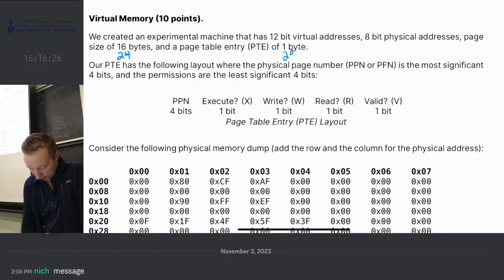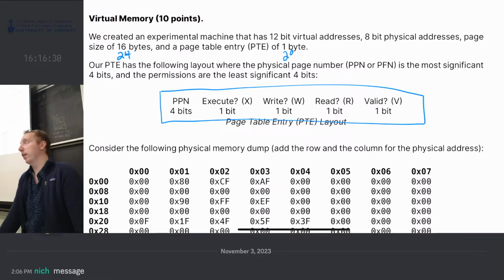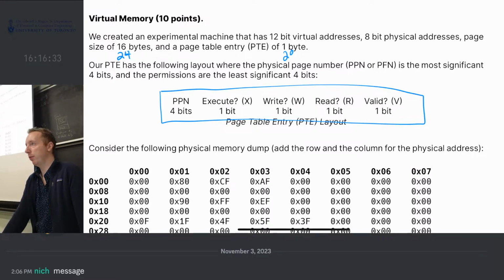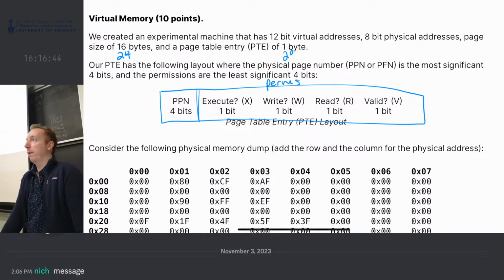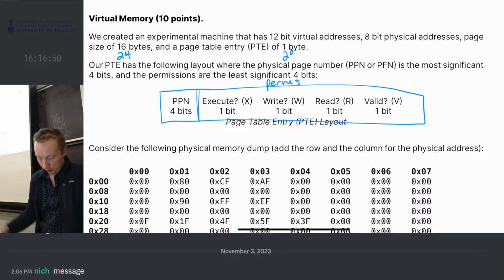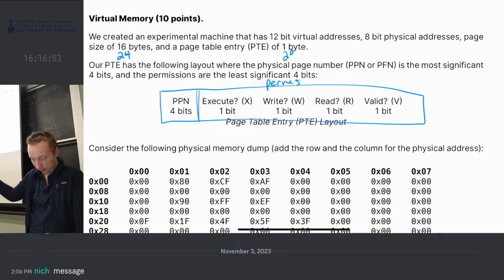So this is our 8-bit physical page table entry. 8 bits because it is 1 byte. So the last 4 bits are the permissions here, and they are 4 bits, which would be exactly 1 hex character, so you can actually read it. And then the upper hex character is the PPN, which is also 4 bits here, again, to make your life easier.